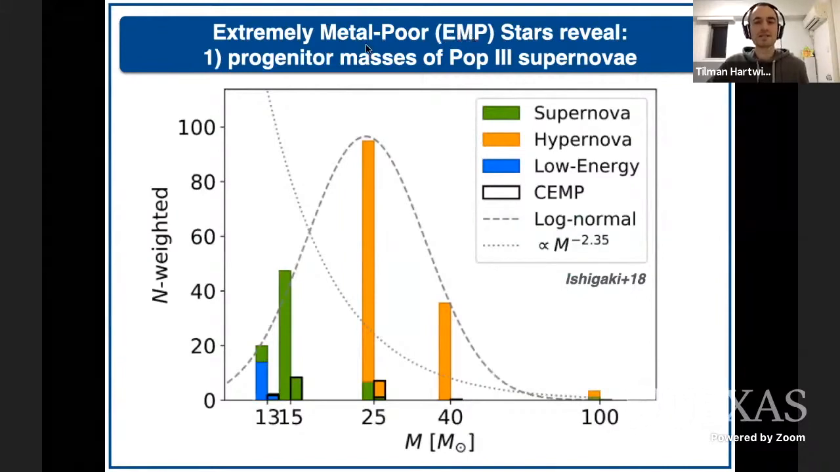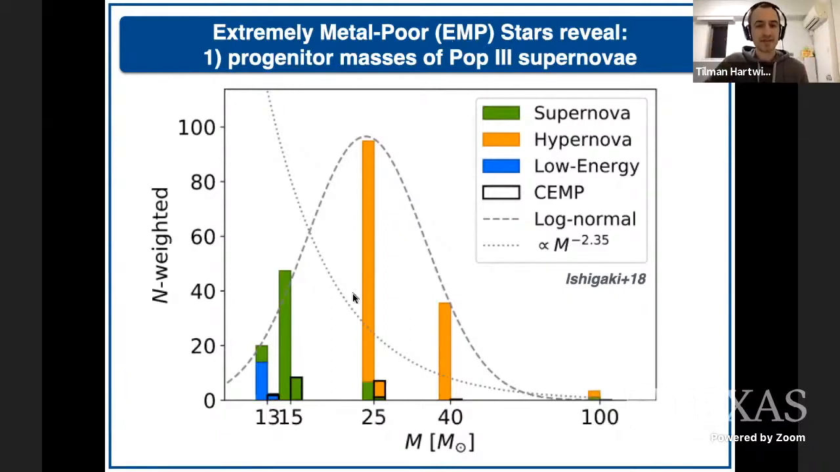The idea here is these extremely metal-poor stars, they have formed in the early universe, and then they have conserved their chemical composition until the present day. So if in the present day universe we see these old metal-poor stars, we basically see the fingerprint of POP3 supernovae. And so what we can then do is we take the chemical composition of these old metal-poor stars and we compare it to what we think are the supernova yields of the first stars.